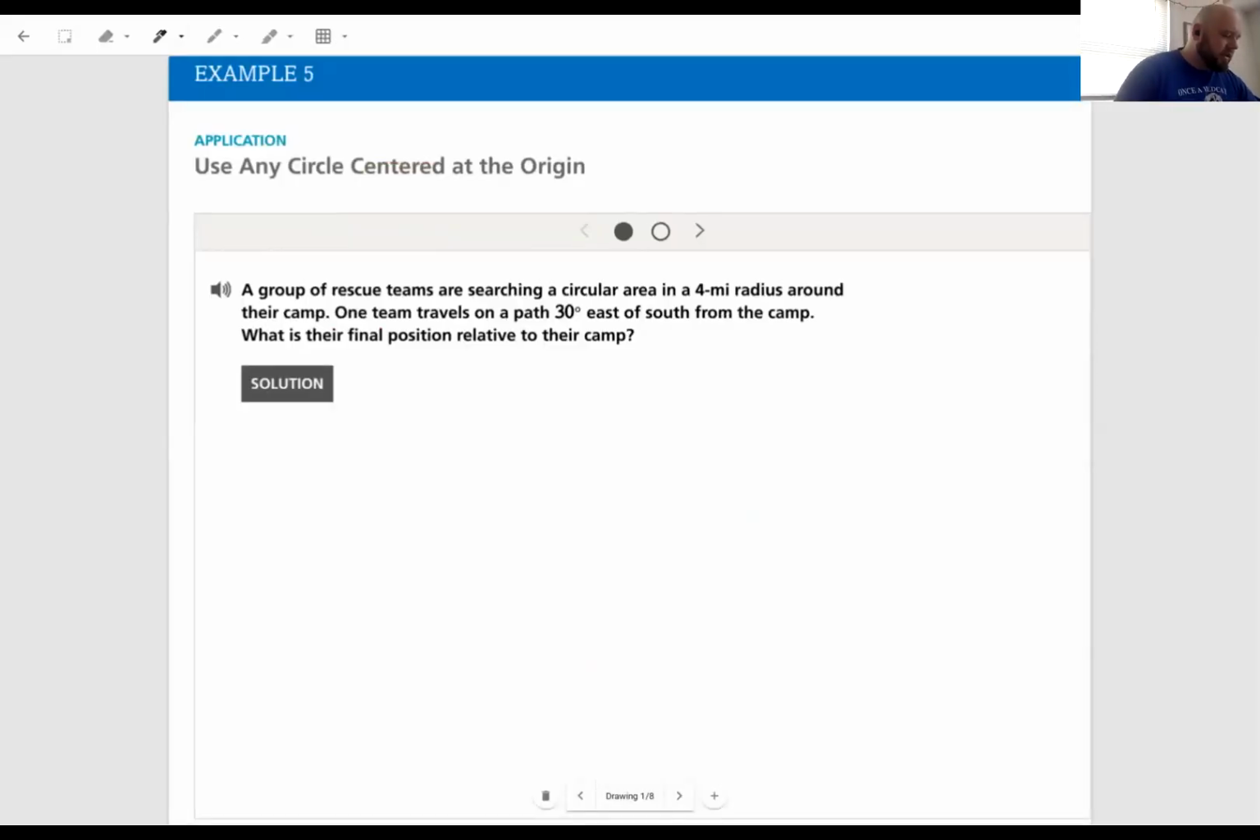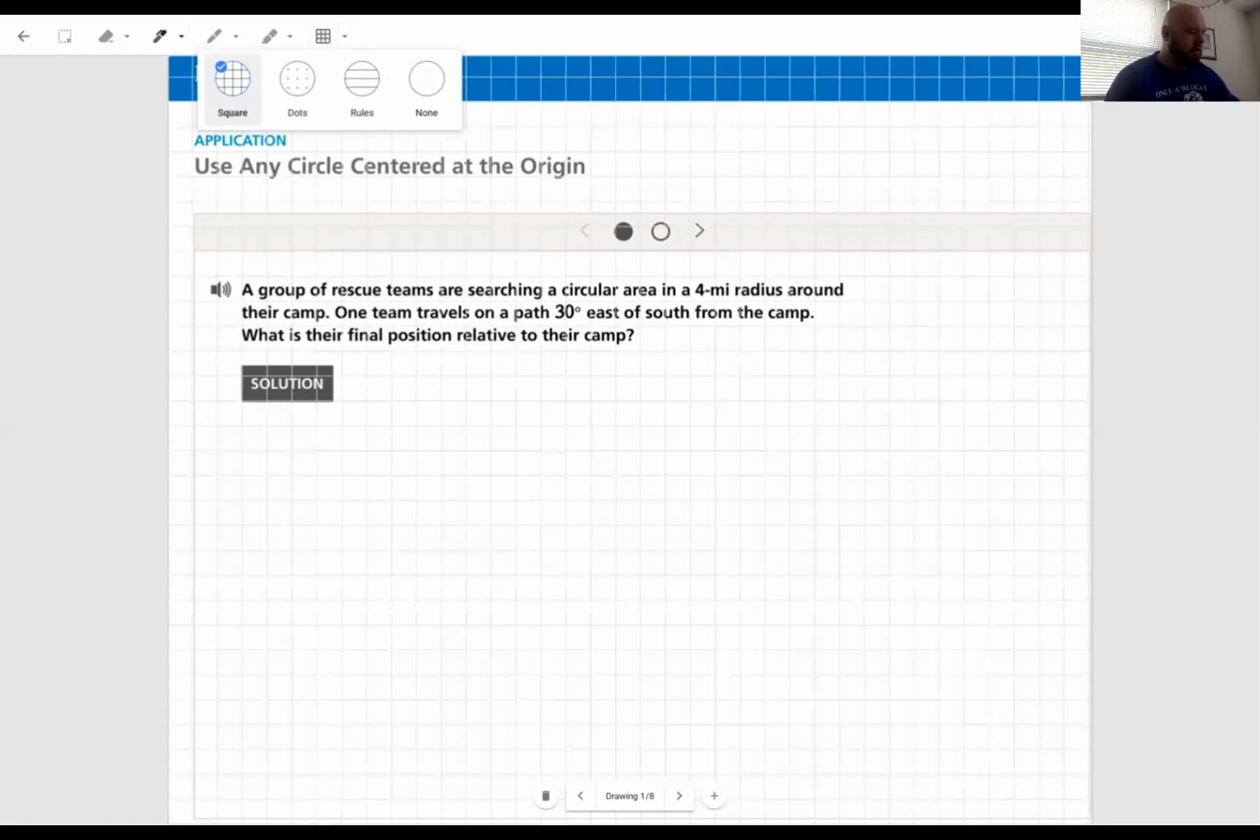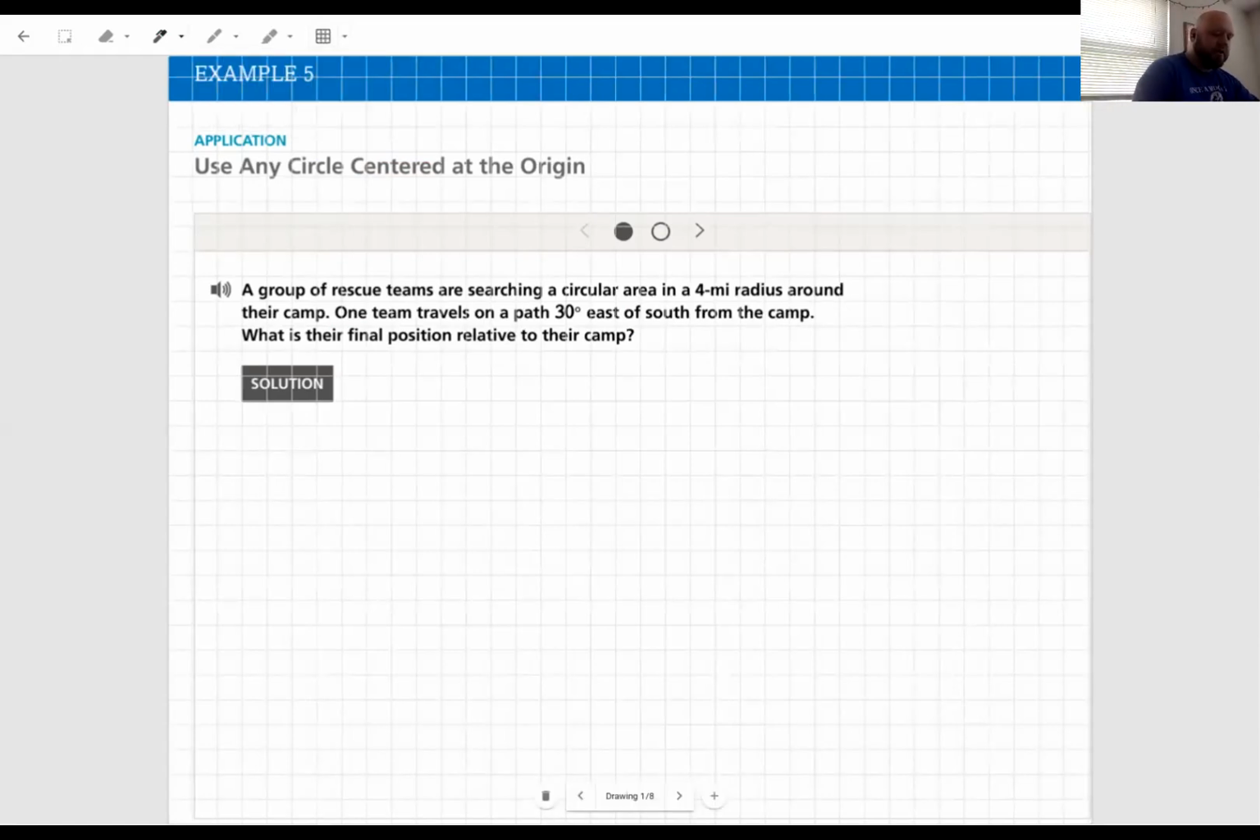All right, this time we're looking at example 5. Use any circle centered at the origin. I'm going to throw a grid on here this time. This says a group of rescue teams are searching a circular area in a 4-mile radius around their camp. So let me draw a set of axes. And I'm actually going to extend my y-axis a little bit farther.